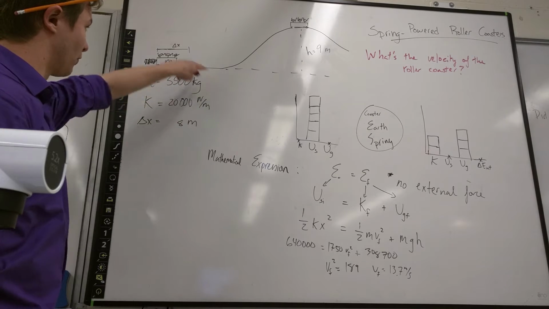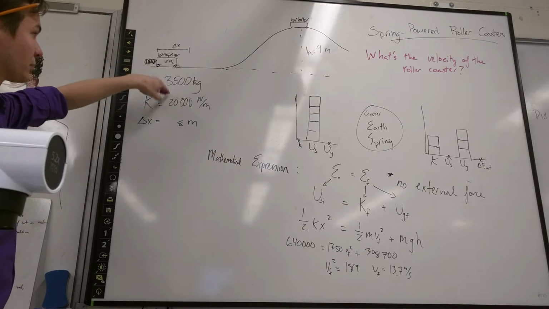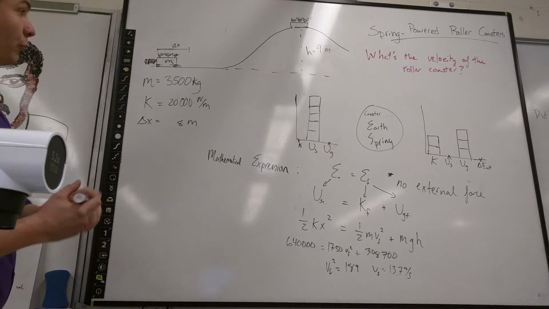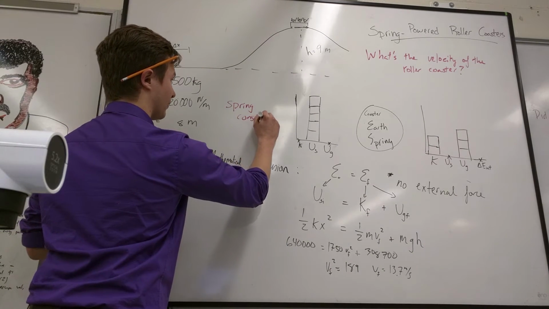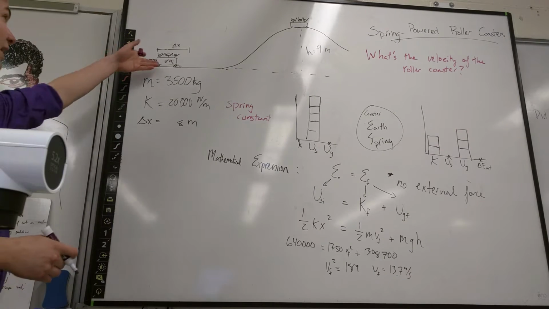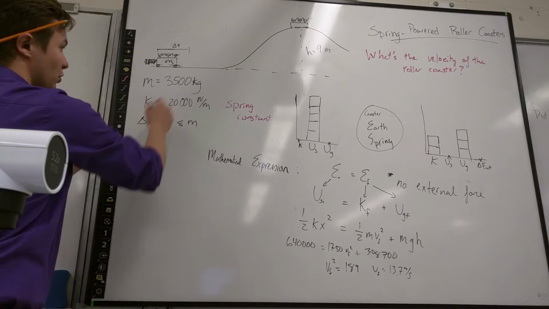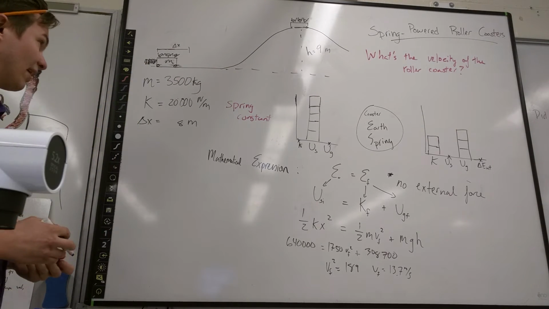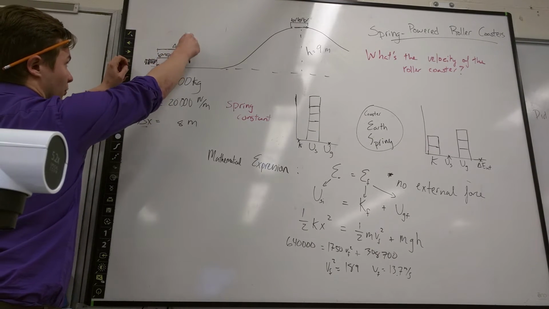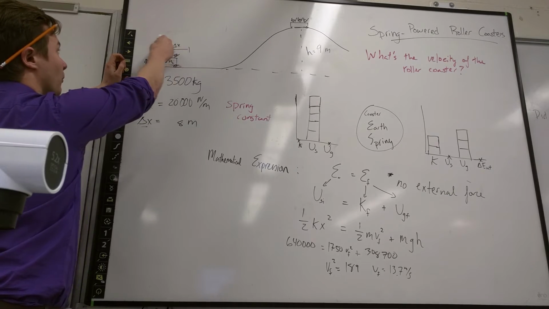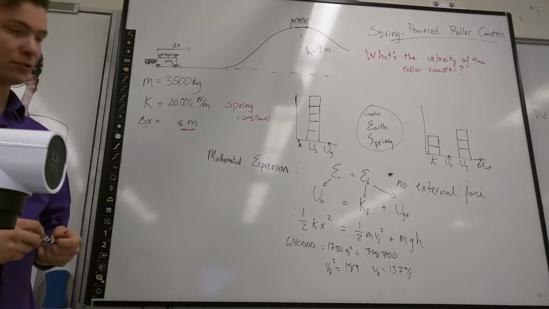I forgot to mention all of this data over here, but hopefully you saw it and you were able to solve the problem. The mass of the roller coaster is 3,500 kilograms. K, remember this k is the spring constant. This is how stiff the spring is. And in order to get this roller coaster moving at a large velocity, because it weighs so much, you need to have a very large k value. And delta x, this is the compression of the spring. So the spring at rest is out here. We've compressed it 8 meters. So you can solve for the potential in the spring.